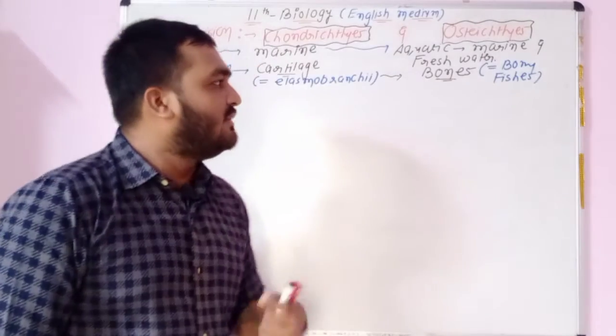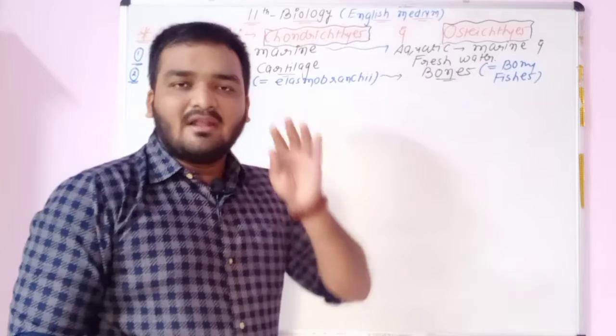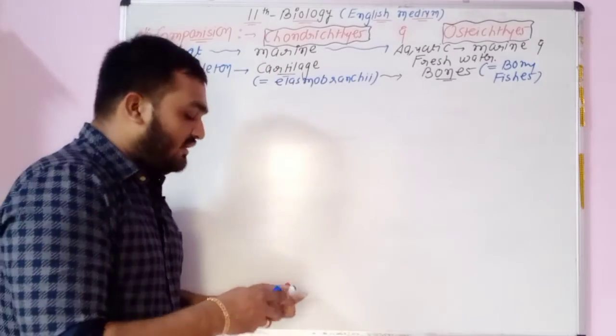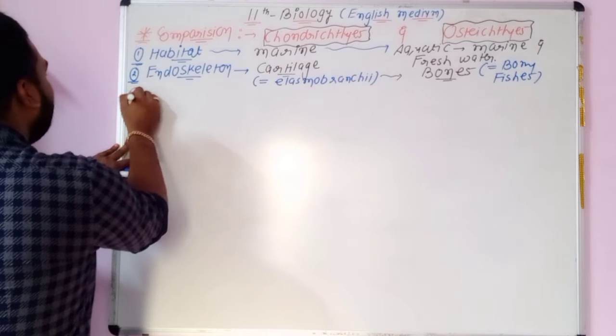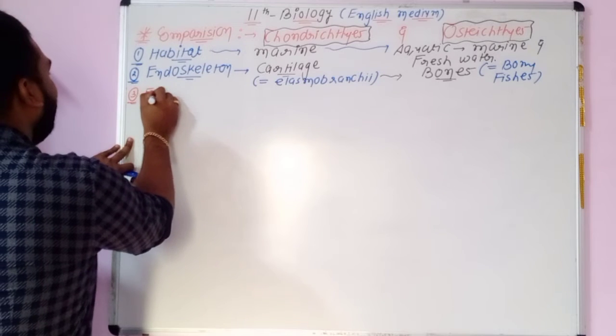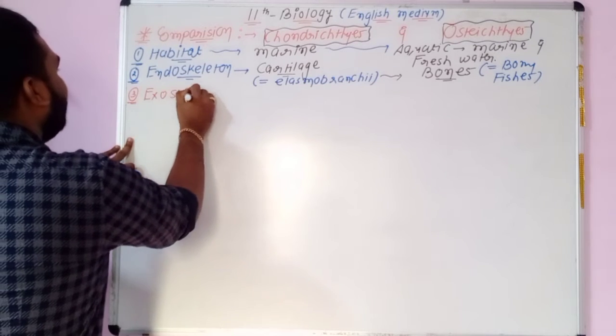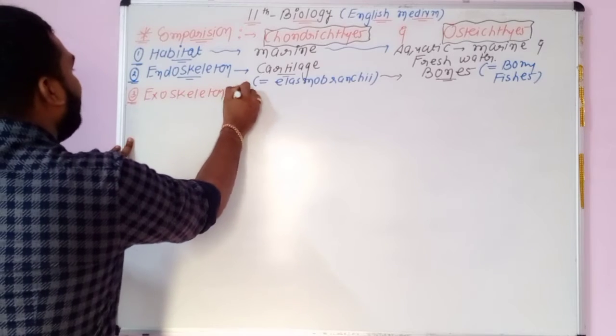The endoskeleton is made up of bone. That's why they are known as the bony fishes. Okay. Now, if we talk about the third one, the third one is connected with the exoskeleton. Exo means what? Outer.